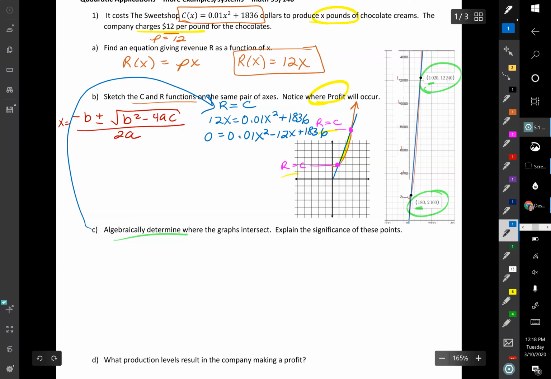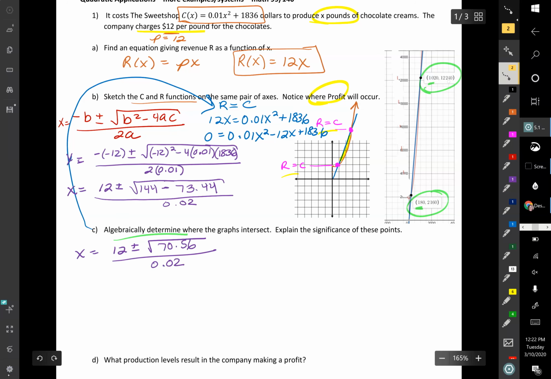So our a is 0.01, our b is negative 12, and our c is 1836. So I'm going to go ahead and put those in. I'm going to pause it and start crunching some numbers. You try that as well and then check back.